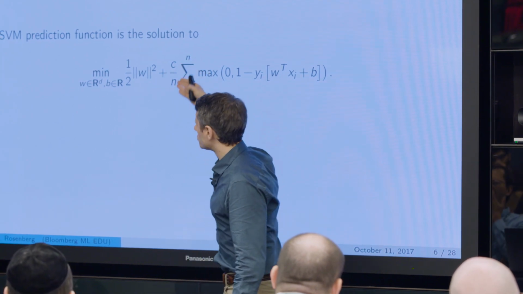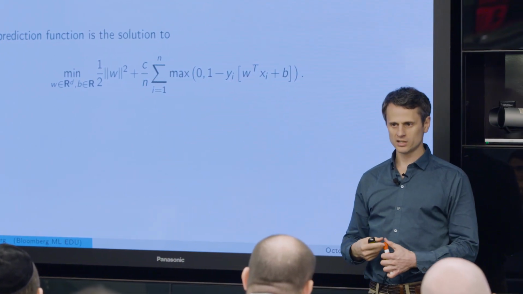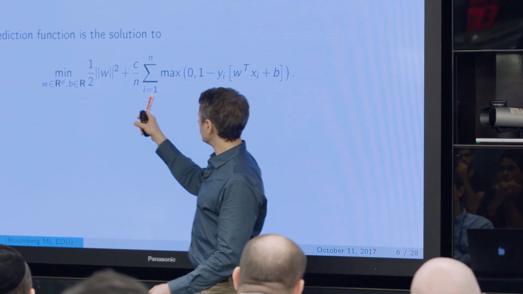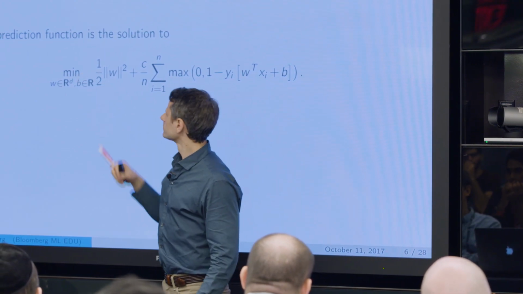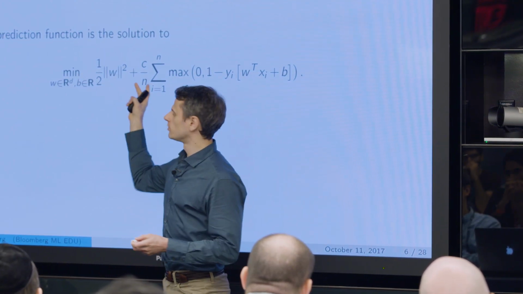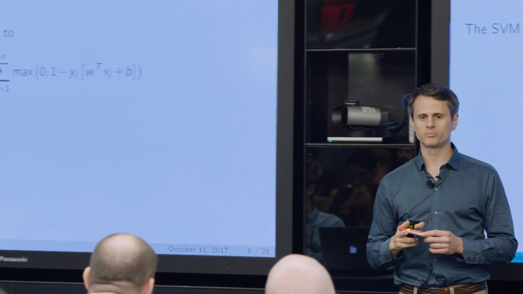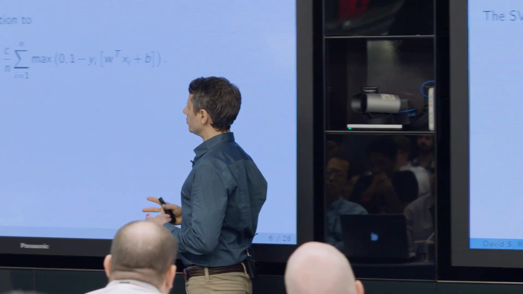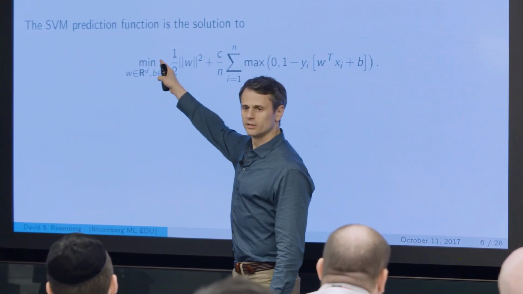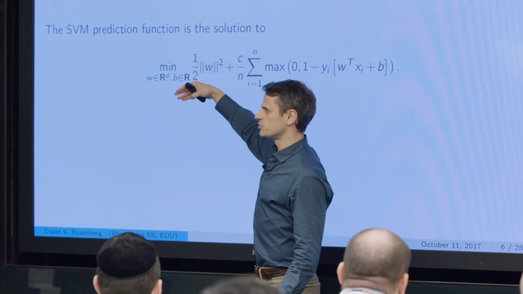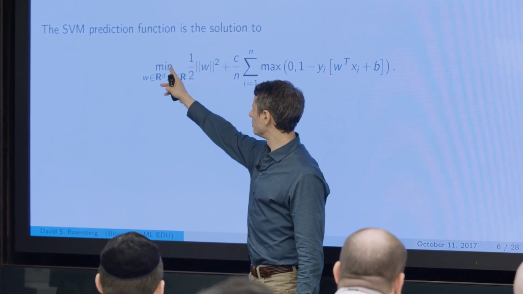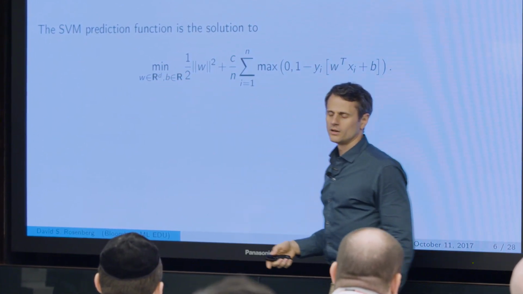This is equivalent. As you sweep over all possible values of C, we'll get all the same solutions as if we had put a lambda over here. It's just, for whatever reason, the more conventional way to write the SVM objective function. But it would be exactly equivalent: the set of solutions you'd get as you varied C are the same as if you put lambda over here and varied lambda.